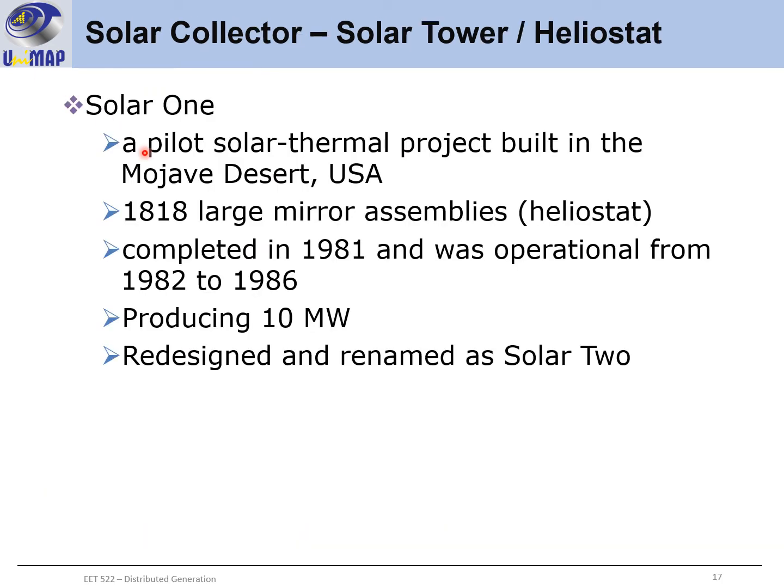Okay, this is the example of the solar power plant that uses the solar tower concept. This is called the Solar One in Mojave Desert, USA. So it used 1818 large mirrors, or we call it heliostat, to concentrate the sunlight, or sun radiation, to the central receiver. So this power plant was completed in 1981 and operational from 82 to 1986 only. Okay, it produced 10 megawatt of power, and after that it was redesigned and renamed as Solar 2.